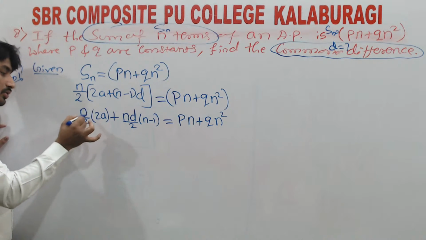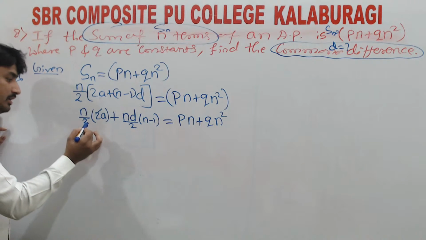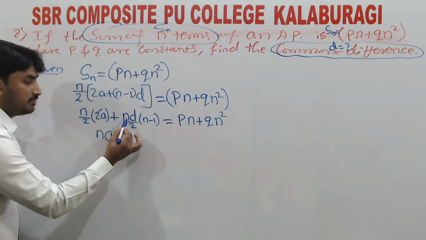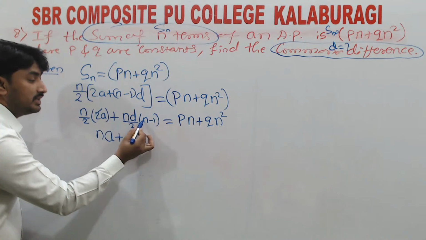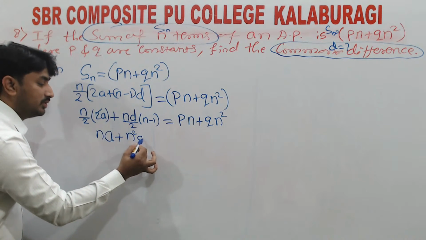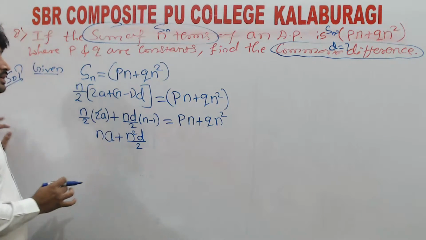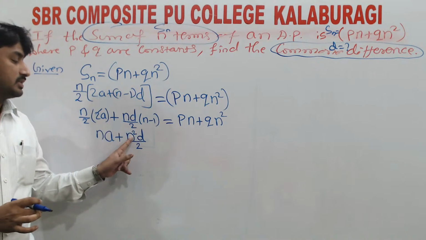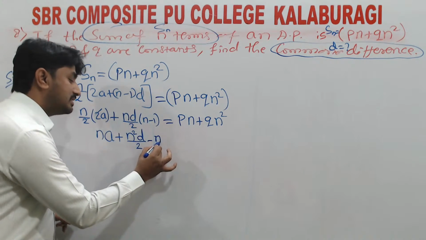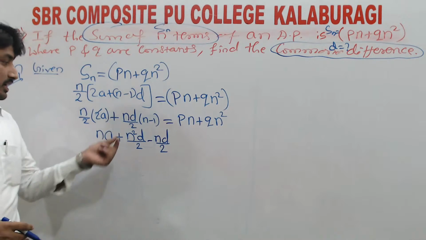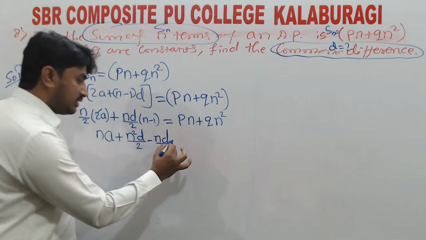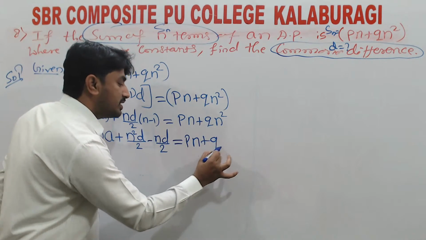Here 2 and 2 cancelled, remaining n into a, it is Na, plus n d by 2 into n. Here n into n is n square, and what remains is d by 2. So n square d by 2, and n d by 2 into minus 1 is minus n d by 2, is equal to Pn plus Qn square as it is.